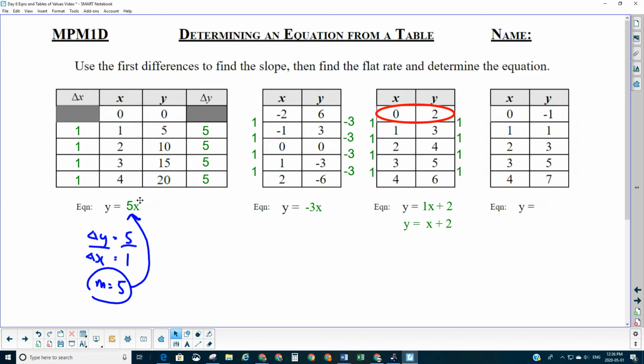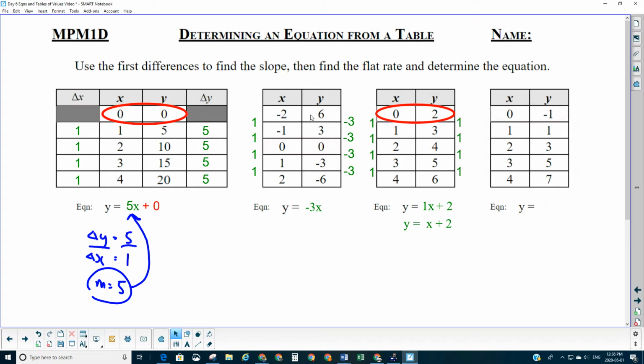Let's look back at this one. Let's look at the beginning, the initial value. 0 and 0. So there is an initial value, it's just the initial value is 0. So technically this equation actually has a plus 0 on it, but we don't need to write it. Okay, there's no initial value. It's a direct variation. It starts at 0, and so you don't have to write the plus 0.